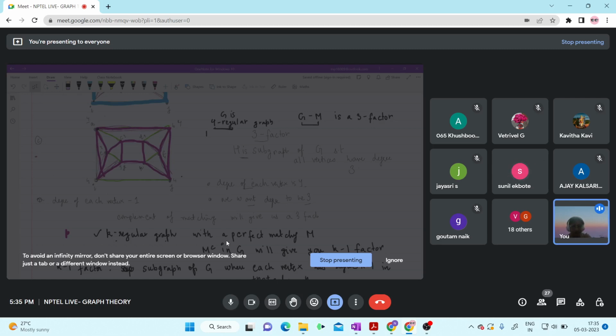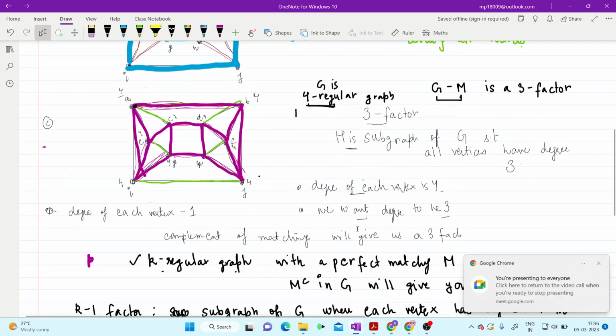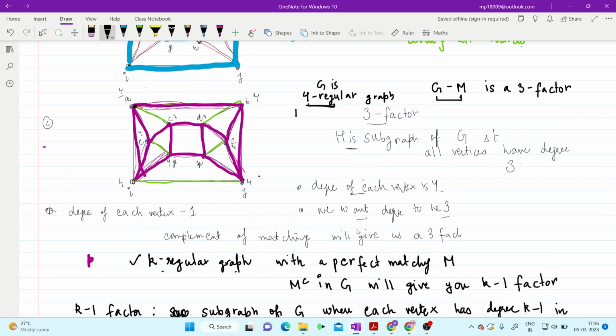So I'm just saying that this is not true for a general graph. If you are given a general graph and you take the complement of a perfect matching, then it will not give you a three factor. It is not necessary that the complement of a perfect matching in a simple graph is a K factor. Only in this particular example, since this graph was 4 regular, the complement of the perfect matching was coming out to be a 3 factor. And now this example can be generalized to the special case of K regular graphs: if you have a K regular graph, then the complement of a perfect matching will give you a K minus 1 factor. I'm just saying this.